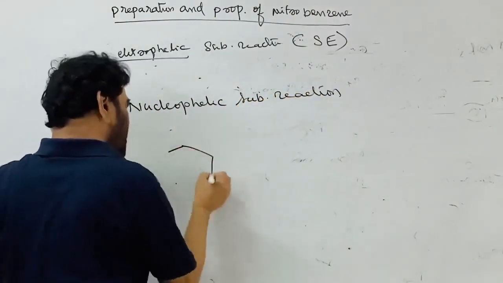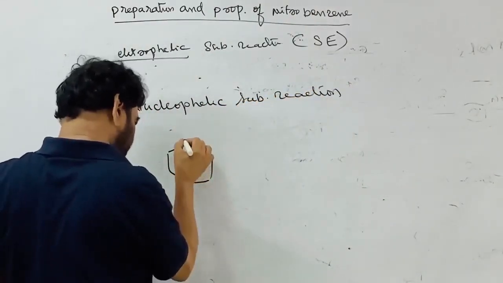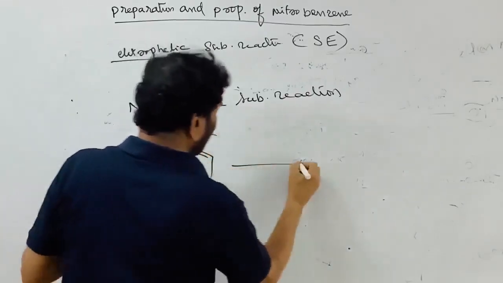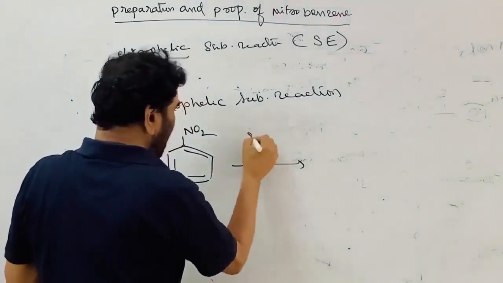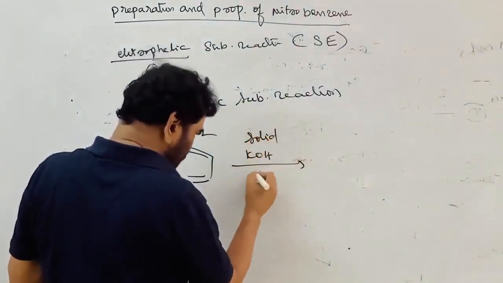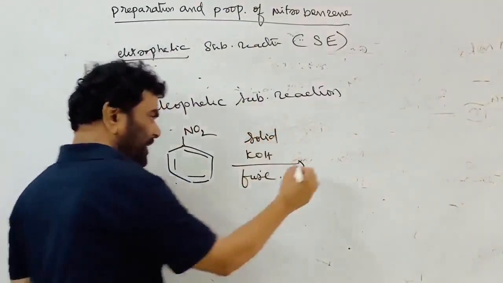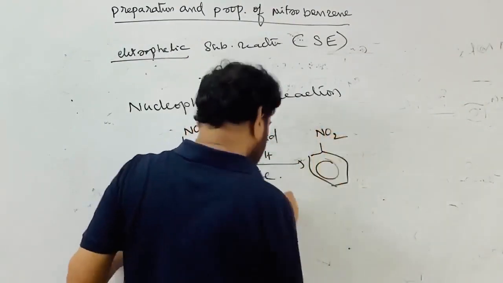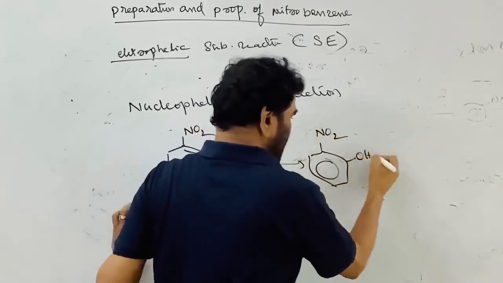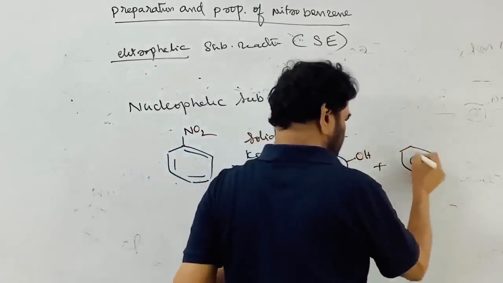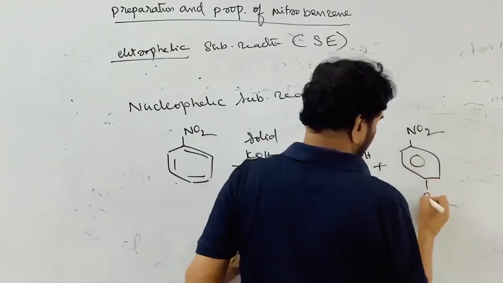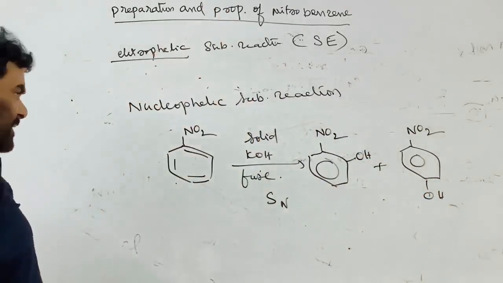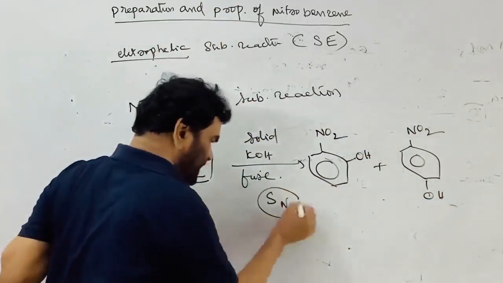So this is the nitro group. If it is heated with solid KOH and fused, then an OH group is introduced by SN reaction at the ortho position and para position. So actually the sodium salt should form. I'm directly writing this. So here is the SN reaction.